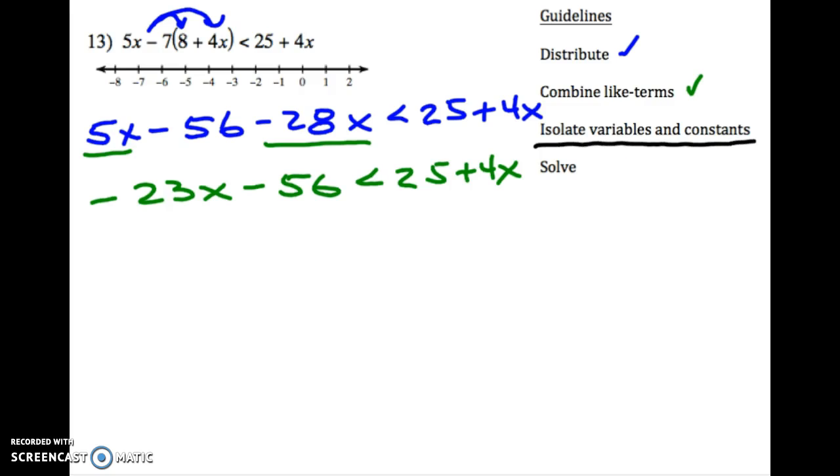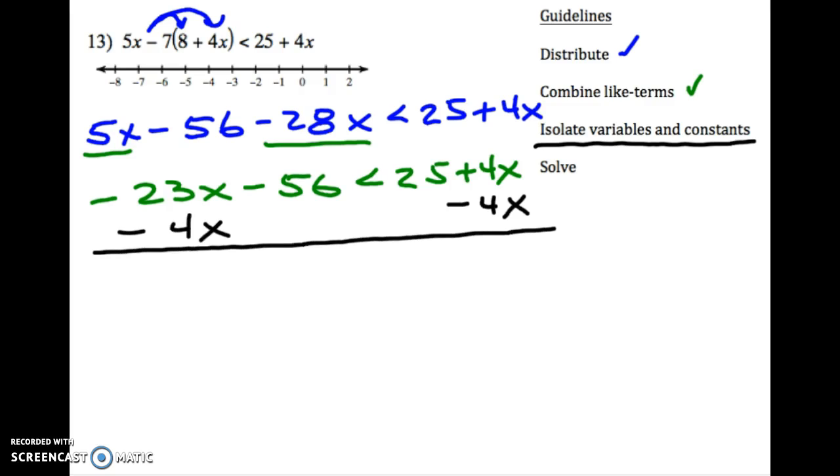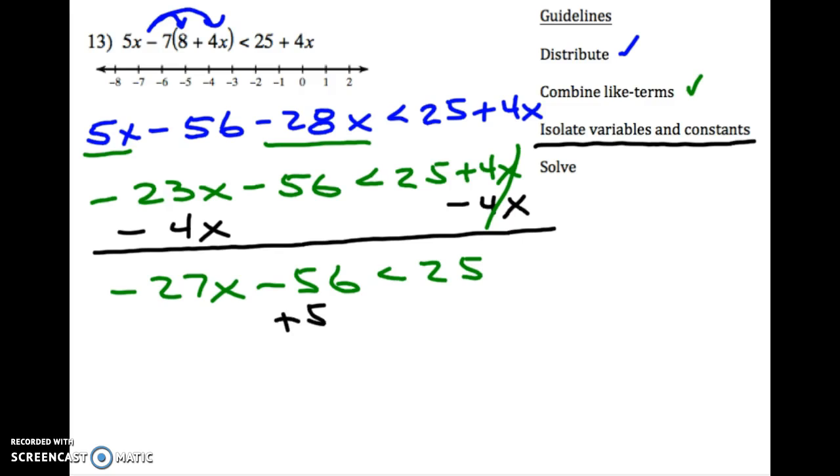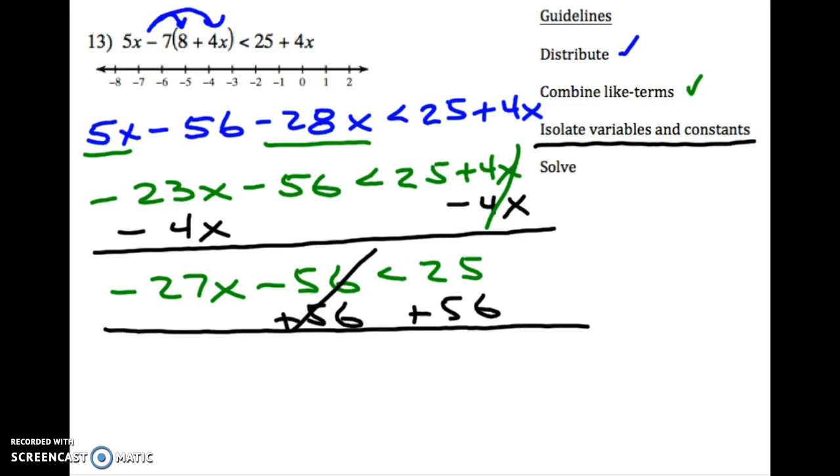Now we want to start isolating those variables and constants. Like I said, I like to keep the variable on the left side, so let's move that 4x to the left. So negative 23x minus 4x should give us negative 27x. Those go away. Since we got the variables on the left, we want the constants on the right, so we're going to add the 56. Let's see, 25 and 56, when we add those, should get us 81.